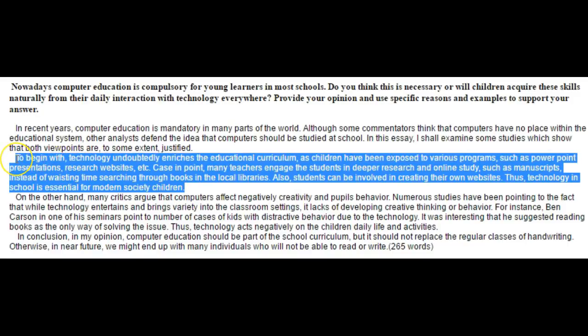So this paragraph is actually quite relevant because it makes the case about exposing them to the relevant materials, ensuring that they can participate in deeper research, and avoiding the waste of time.